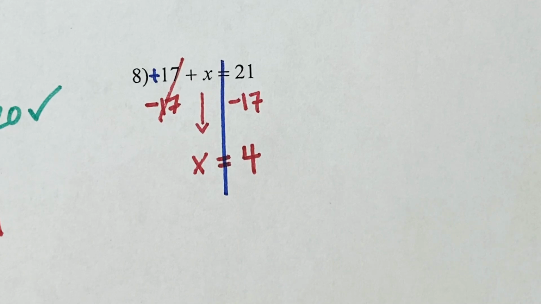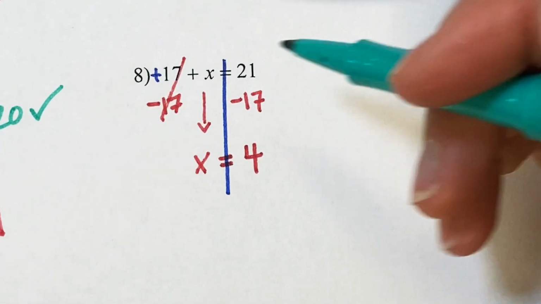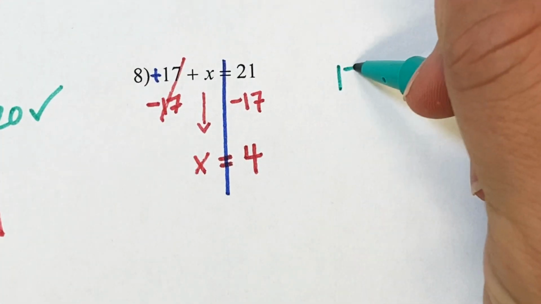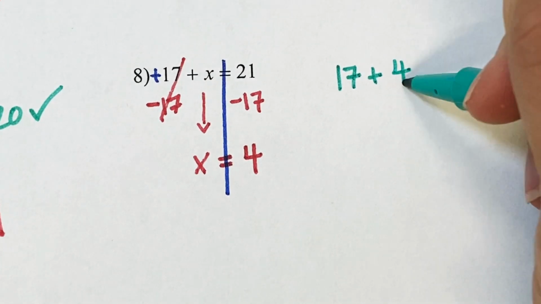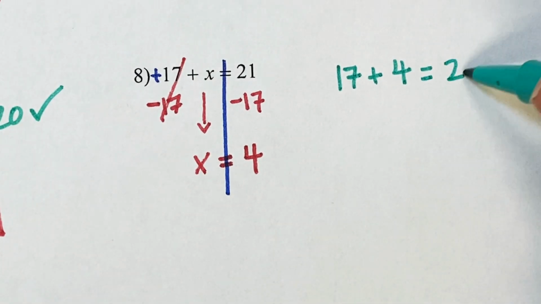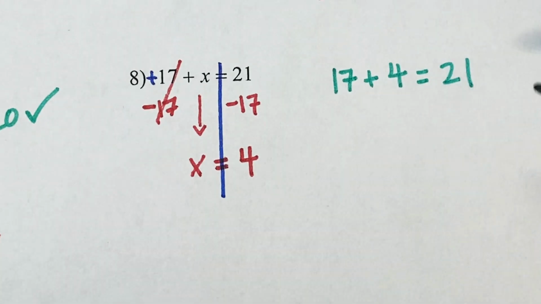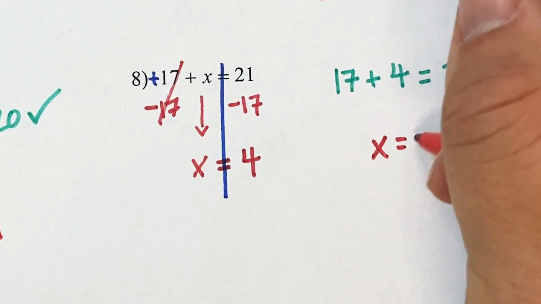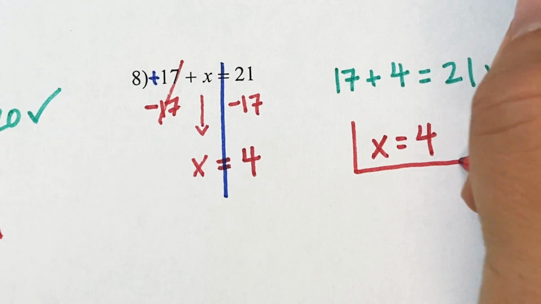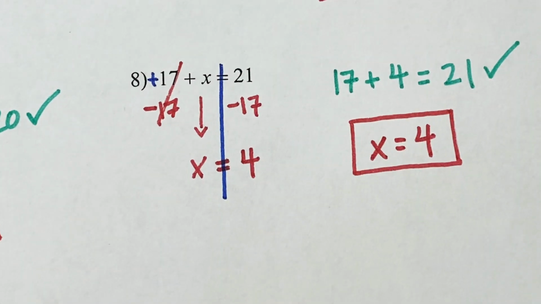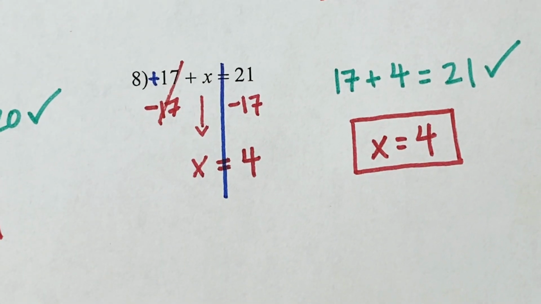Before we box up our answer, let's plug it in and check. So we had 17 plus x, but we found 4 for x, 17 plus 4. Does that give me 21? It absolutely does. So our answer is x equals 4. And there we go.